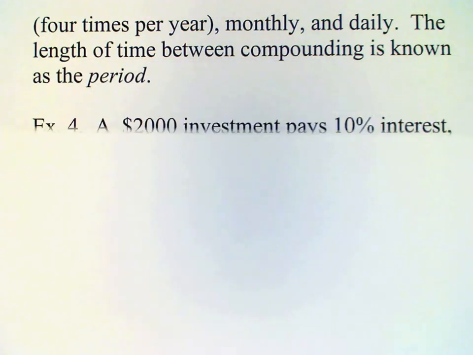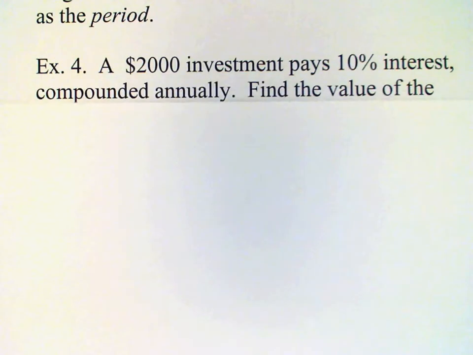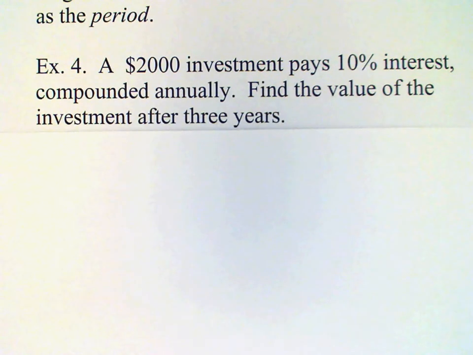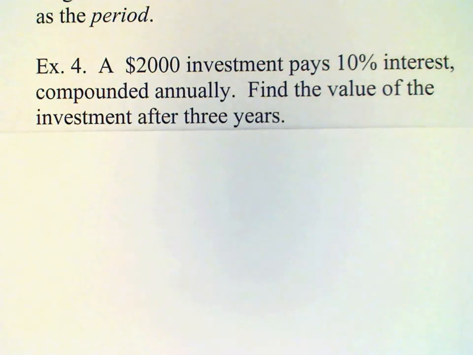Okay, so for example, we have a $2,000 investment which pays 10% interest compounded annually, and we want to find the value of the investment after 3 years. And before we move to this example, I just want to say I realize this 10% here is unrealistic these days, but it does simplify the calculations, which is why we're doing it.